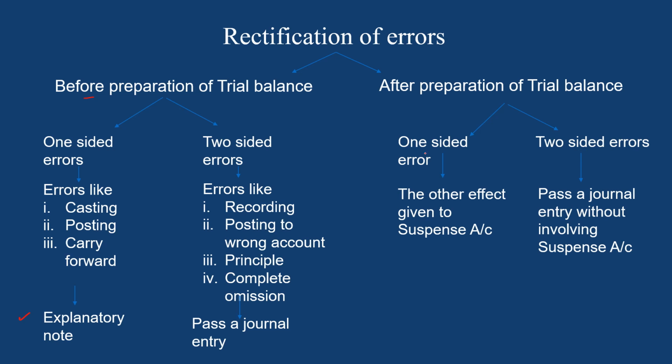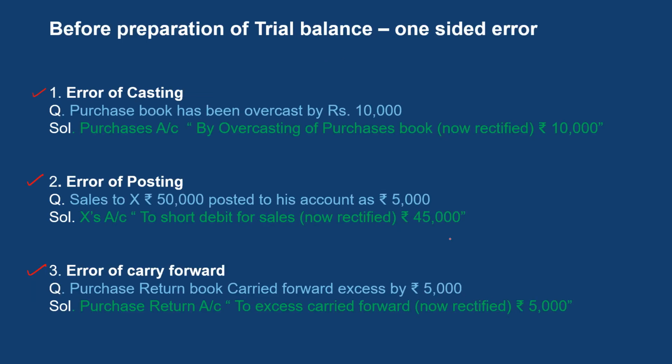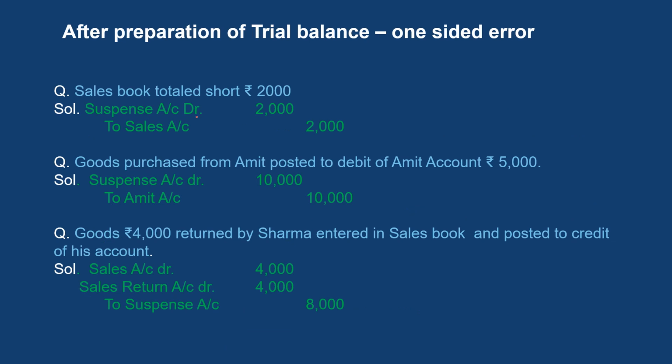So first, I will give you an example of one-sided errors, how you rectify using suspense account. When, after preparation of trial balance, you come across one-sided errors, you are going to use suspense account. So now look at this. Here, there are three examples given.